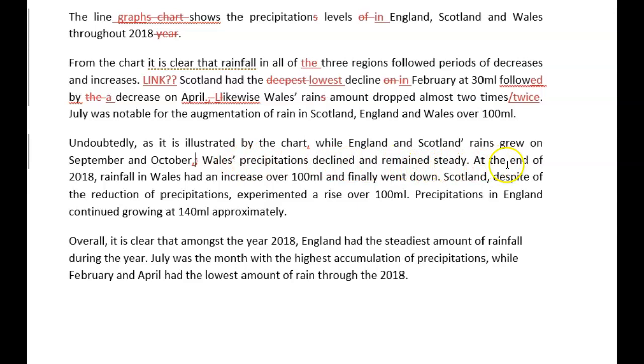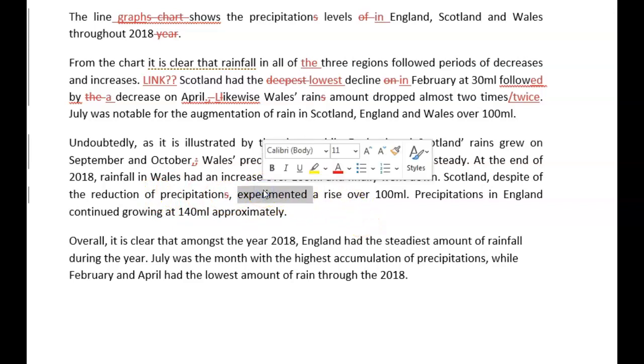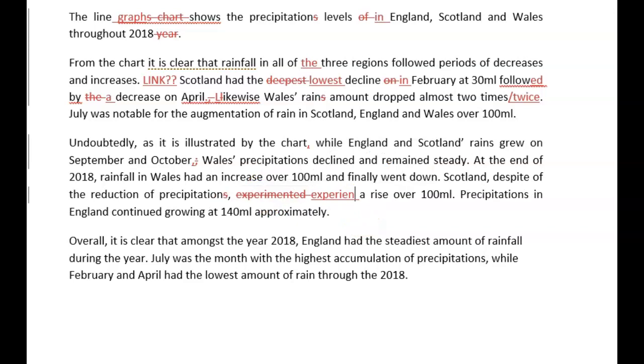Very nice. At the end of 2018, rainfall in Wales had an increase or showed an increase over 100 mil and finally went down. Okay. Scotland, despite of the reduction in precipitation, experimented a rise. I would say experienced a rise over 100 mil. Precipitations in England continued to grow, not gerund but infinitive, at 100 mil approximately.